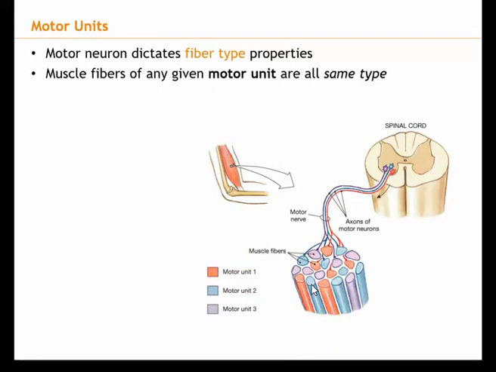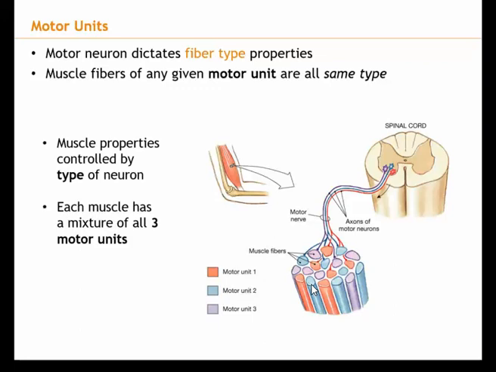So let's talk more about these motor units here. So a motor neuron will determine the fiber type properties. So we already know there are different fiber types. We've already covered chapter 4. You know all about the fiber types. When talking about this motor unit though, all the muscle fibers in a motor unit are the exact same type. So basically the nervous system controls the muscular system. The muscle properties are controlled by the type of neuron that innervates it.